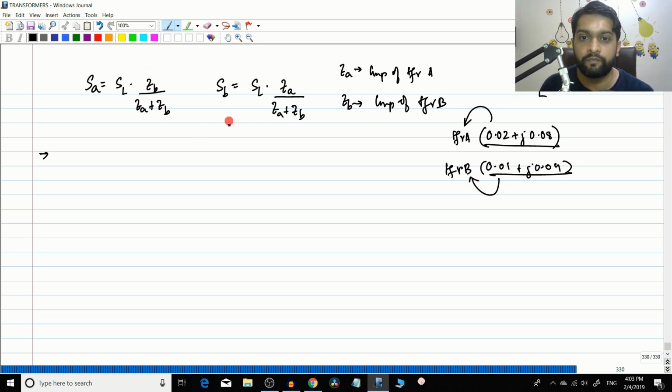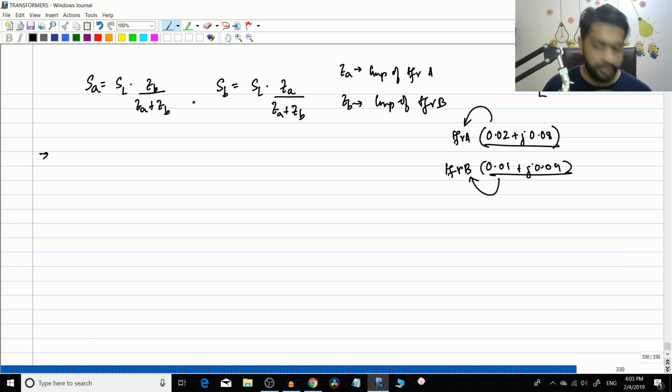But to use this equation here, you have to bring everything to a common base. That is very important. So the existing per unit values, you have to convert into another base. If you have not seen my video on per unit values, I strongly ask you to go and see those videos, because in those I have explained this properly.